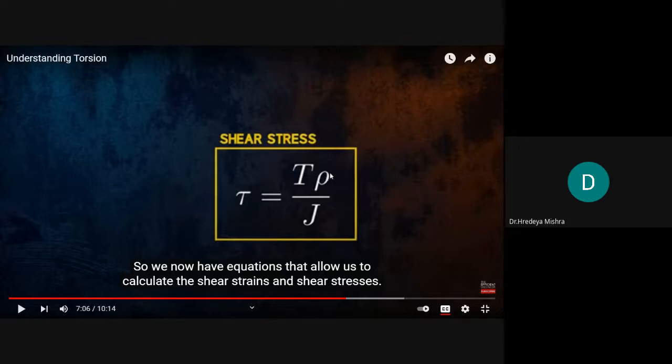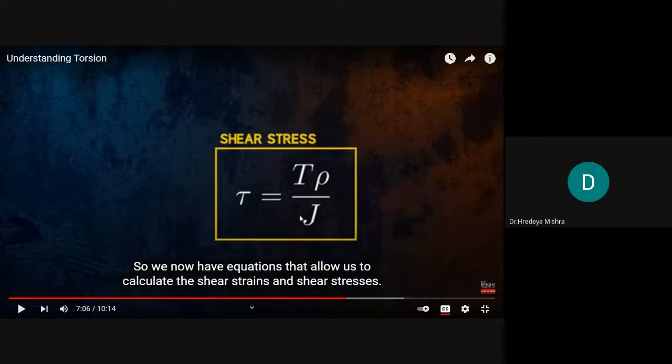Because the normal stresses, the more torque we can produce, that is the increase in shear stress. Okay, so we can increase the shear stresses by increasing the torque. Okay, capital T here representing the torque.